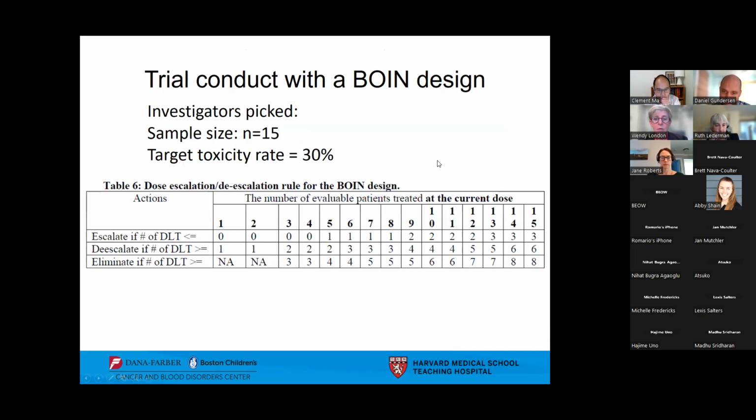So here is an example of a table for the BOIN design. In this example, the investigators picked a sample size of 15. They selected a target toxicity rate of 30%. And at that point in time, we have the information we need to generate this table. And it's placed in the protocol and finalized before the trial is even activated. And then after that, this table applies to whatever the current dose is that's being evaluated. For example, let's just say using the first row, this is the number of patients that are being treated at a particular dose. Let's say we have 6 patients.